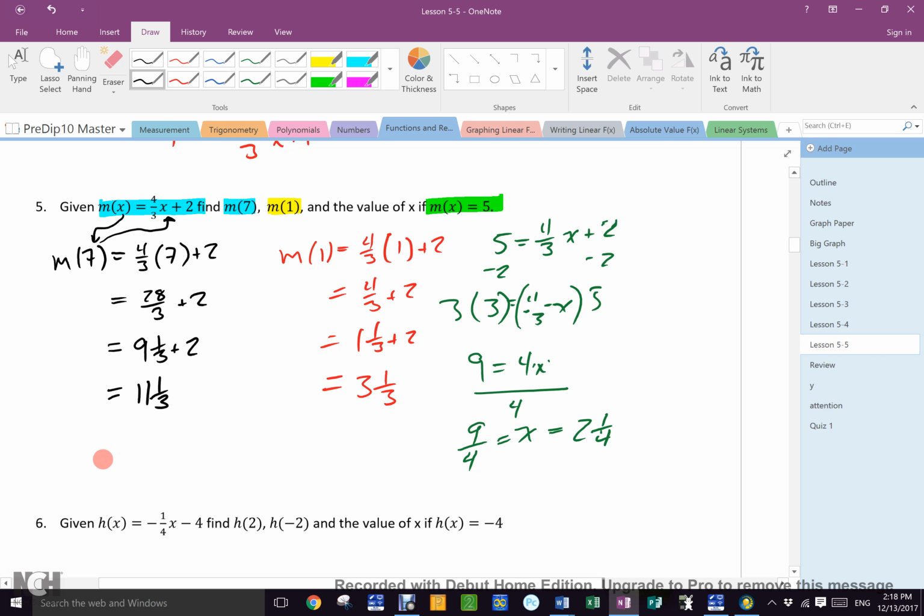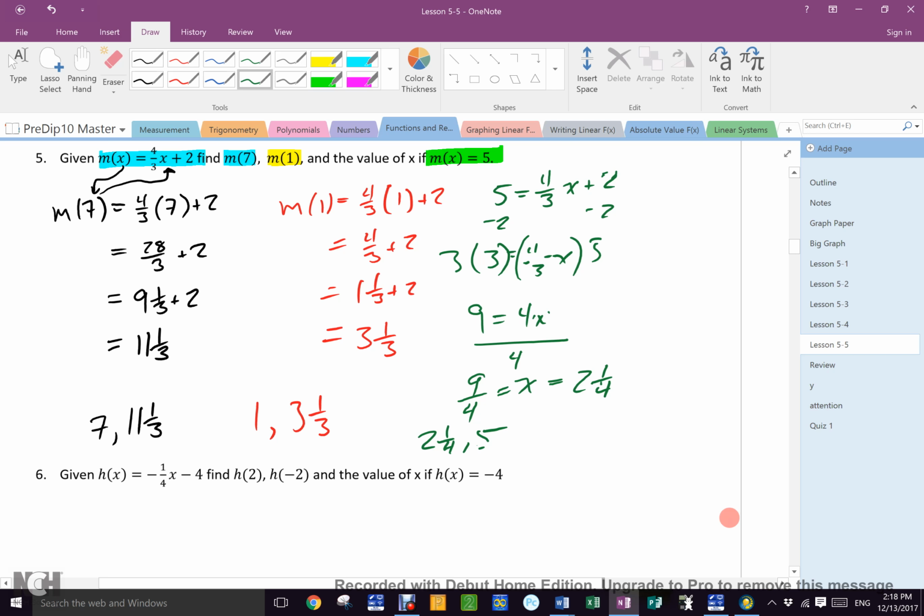Now, tell me the 3 ordered pairs. What's the black ordered pair? 7 and 11 1/3. What's the red ordered pair? 1 and 3 1/3. And what's the green ordered pair? It's 2 and 1/4 and 5. Sweet. Now do that yourself.